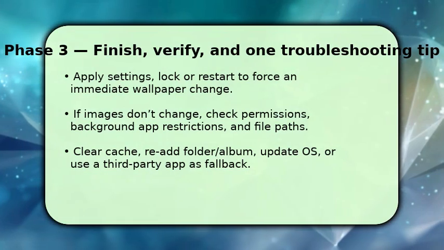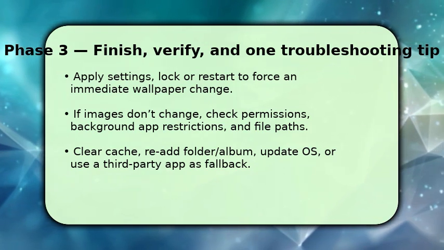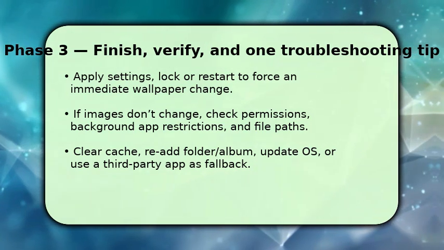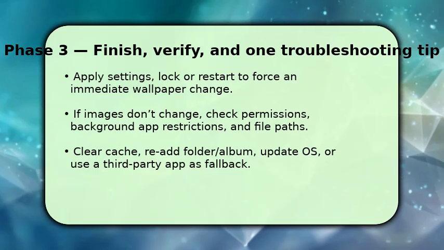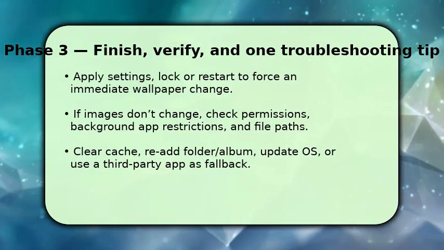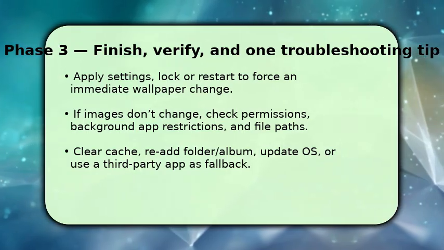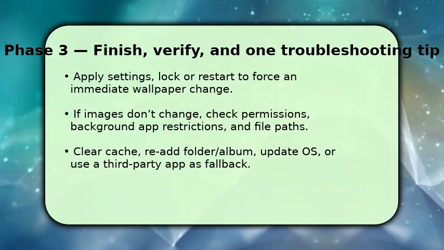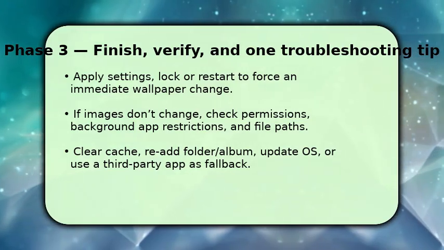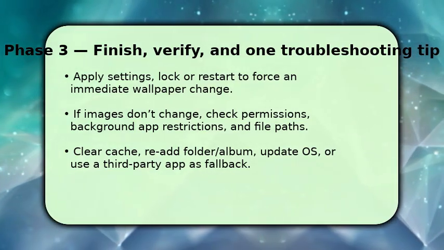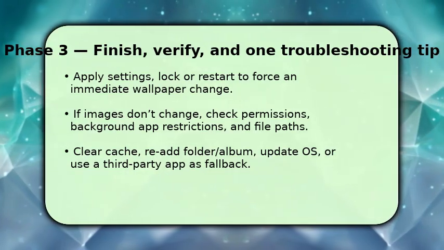You finish by applying changes and forcing a test, lock the screen or restart to trigger an immediate swap. If the wallpaper does not change, check permissions and background app restrictions. Make sure the Picker app can access the folder or cloud album. Also confirm file paths and supported formats. If problems persist, clear the personalization cache, remove and re-add the source, update the OS, or install a trusted third-party wallpaper manager as a fallback. That usually resolves stubborn sync and scheduling issues.